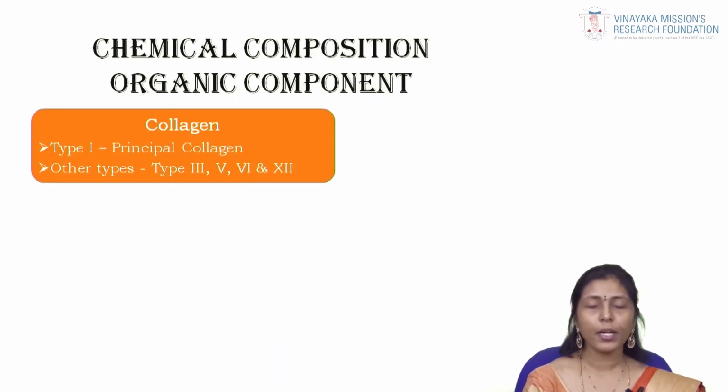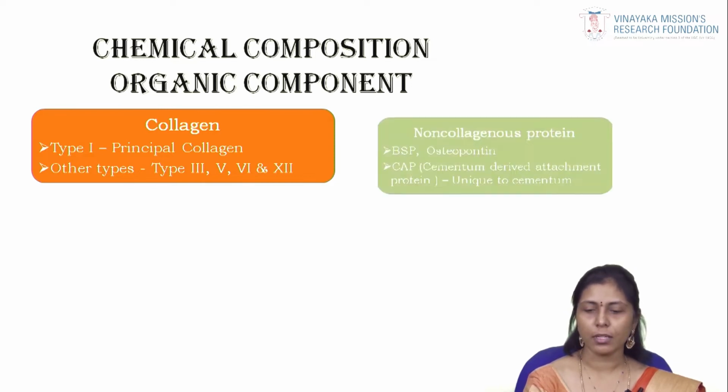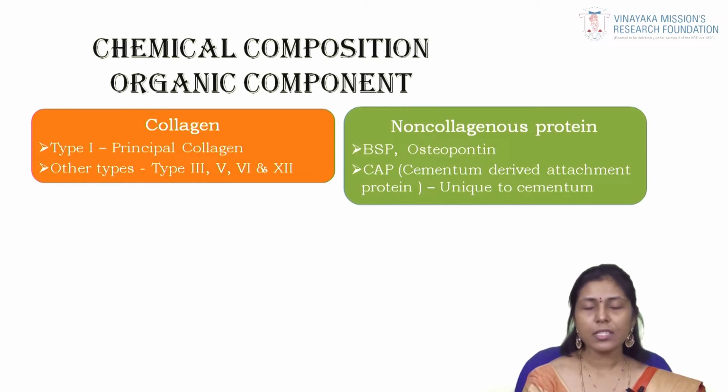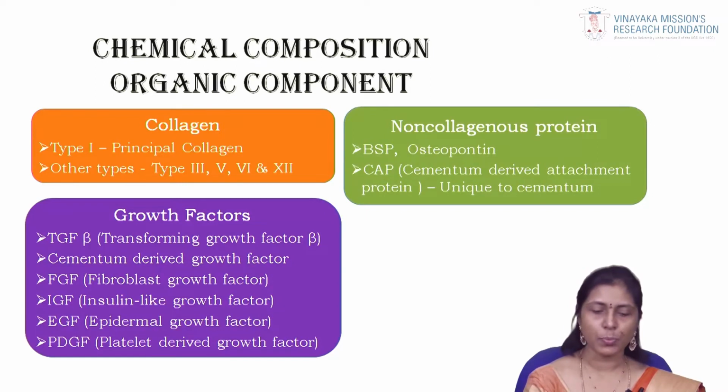Coming to the organic component, I have already said type 1 collagen is the major collagen that is present in the cementum. There are other types, that is type 3, 5, 6 and 12, also present. Non-collagenous proteins present in cementum are bone sialoprotein, osteopontin, and cementum derived attachment protein, which is very unique for cementum. In no other hard tissue it is present.